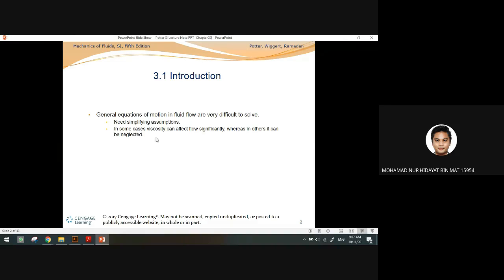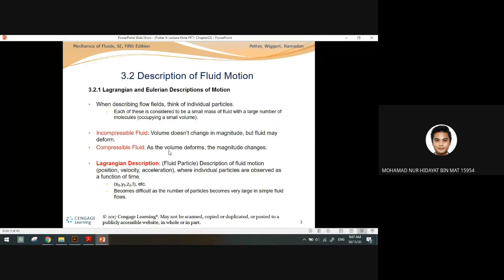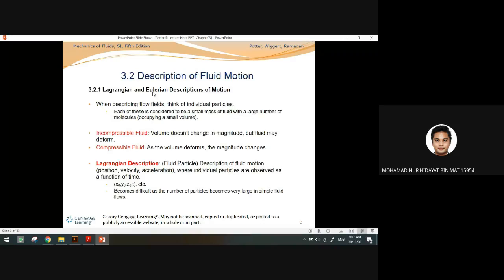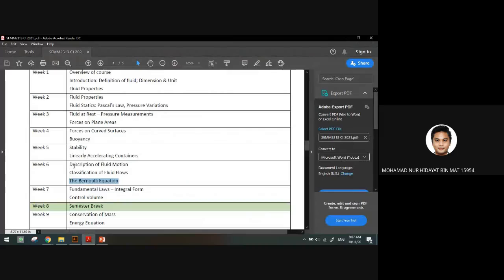Secondly, we're going to omit the viscosity effect. This is where we simplify the process. This is our assumption.